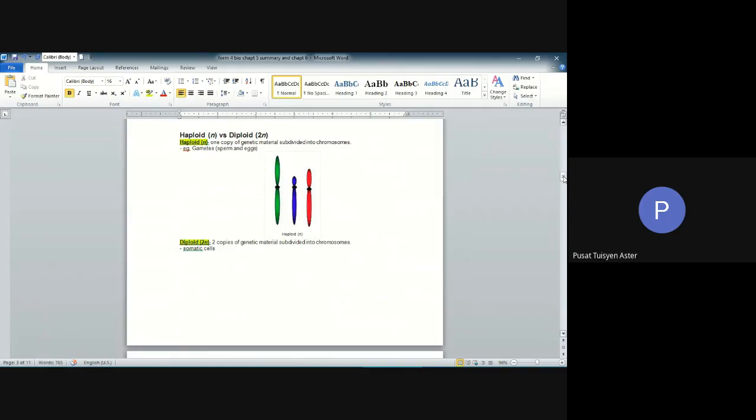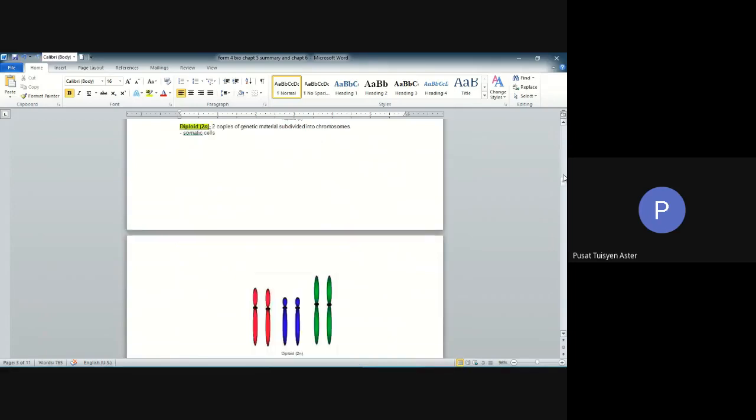All right, so haploid is N, diploid is 2N. Haploid is one copy of genetic material subdivided into chromosomes, for example gametes, sperm cells and eggs, or ovary. Diploid, we call it somatic cells, meaning all the other cells in your body, except sperm and gamete cells, which are the sperm and the egg cells. So two copies of genetic material subdivided into chromosomes. Later you will understand the function of haploid, and in which processes haploid and diploid take part.